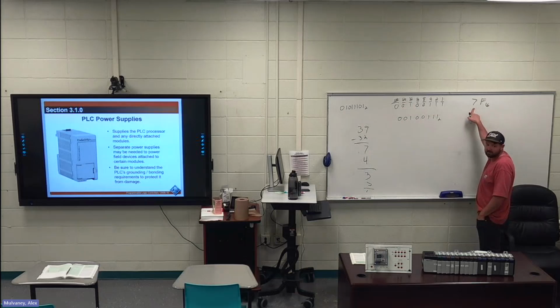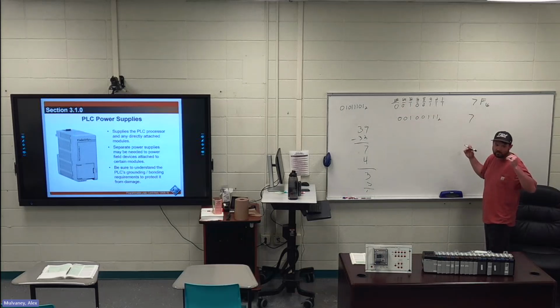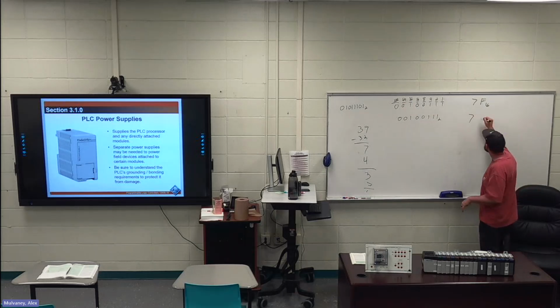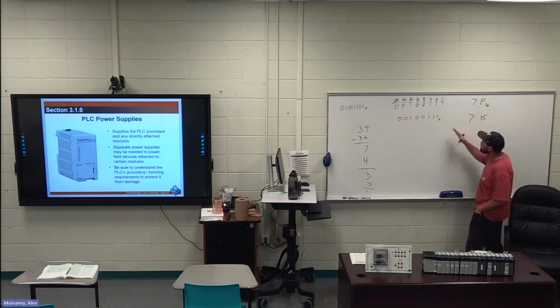So 7 in hexadecimal is what in binary? 7. 0 through 9 is the same, right? And then F in hex, all I know is that 0 through 9 is 0 through 9, and A is 10, and it goes through F. So if I know A is 10, what is F? 15, right? But I have to go through it in my head. So this is 7 and 15, right? Now I convert this to binary.